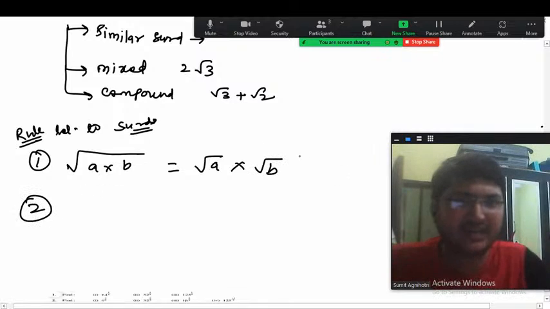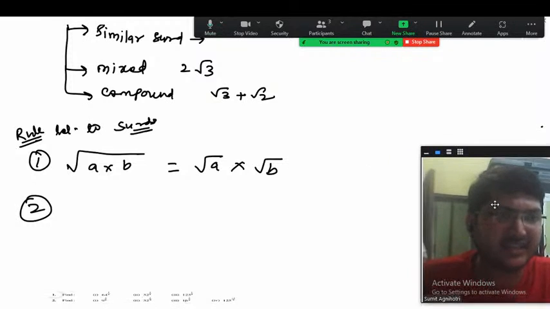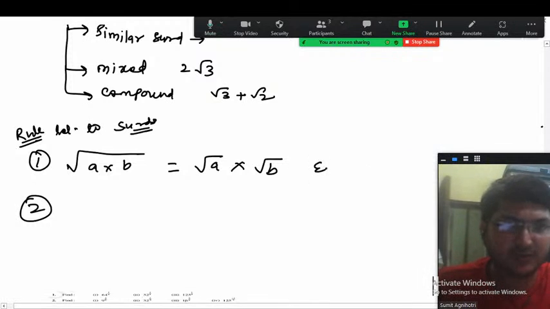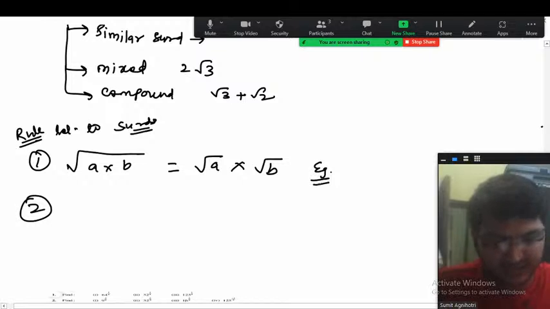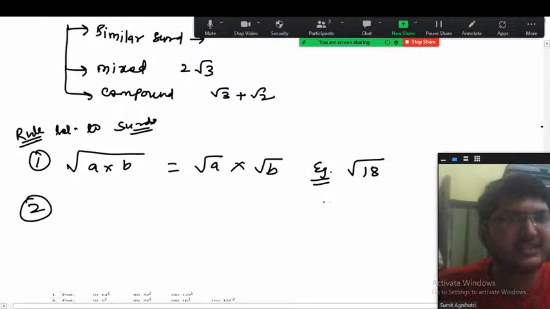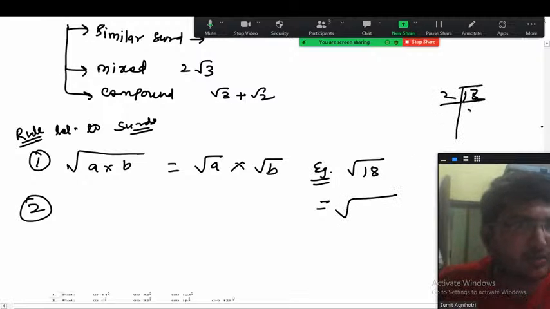Okay, this is the first rule. We can have an example for each so that you can understand them properly. I am considering an example for each of them. Okay, let's say I am having root 18. If root 18 is written, I can just factorize it. 2 9s are 18, 3 3s are 9, 3 times 1.